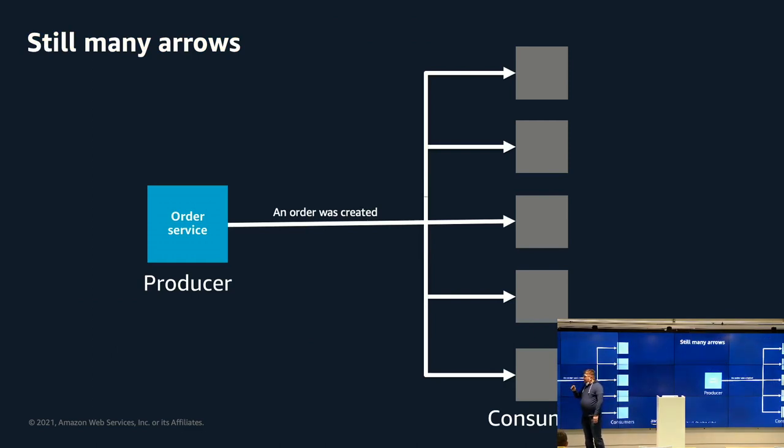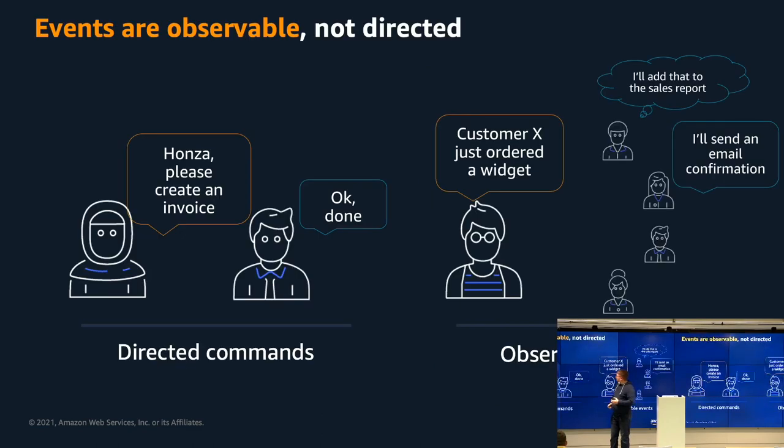So if we change our architecture a little bit and use the event approach, now instead of direct commands, the order service will just send one event, right? That an order was created. Still, it's sending it to all these microservices. And now the microservice on the left we call producer. The microservice on the right we call consumer. But still, there are many arrows, right? And still, much more responsibility on the order service. Because it's still responsible for sending this event. It should know which consumers it should send it to.